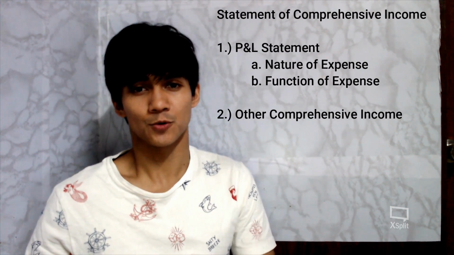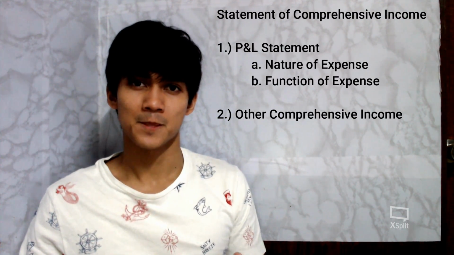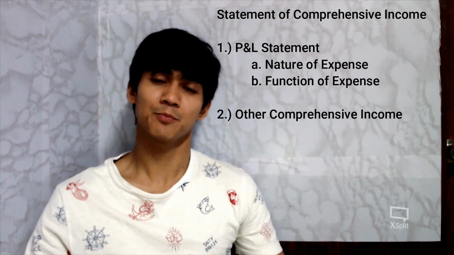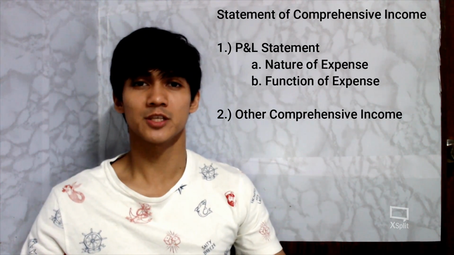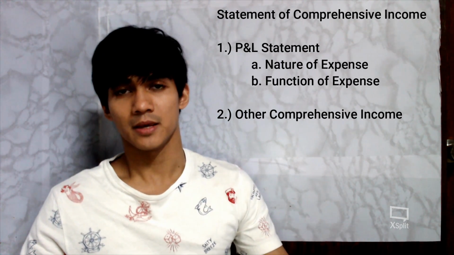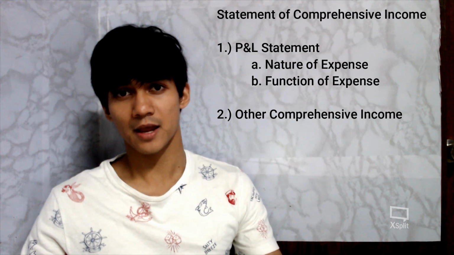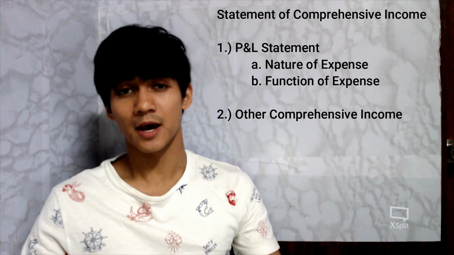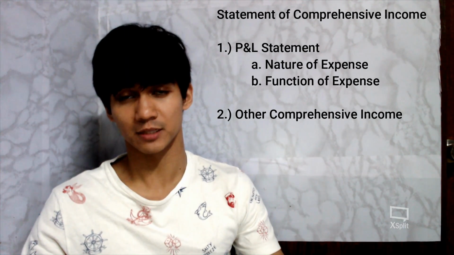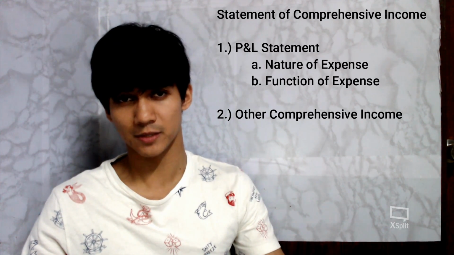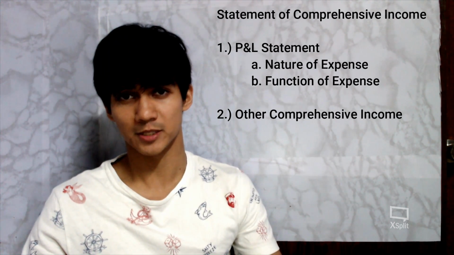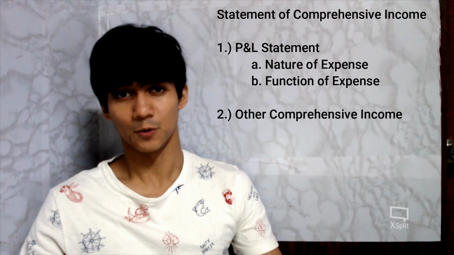Okay guys, so that you won't be confused, I just want to show you the overview of the lesson. Here it is. As you can see, there are two parts of the statement of comprehensive income: the profit and loss statement, and the other comprehensive income. Where we are now is the two ways on how to make the profit or loss statement: the nature of expense method and the function of expense method. Later, we will get to OCI.